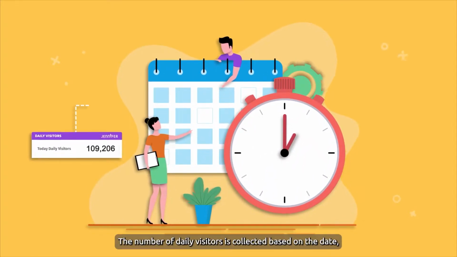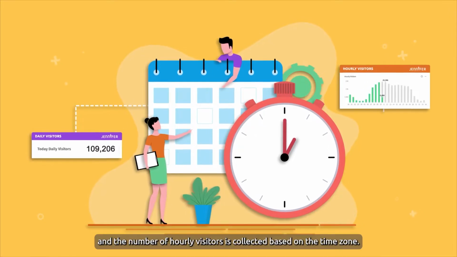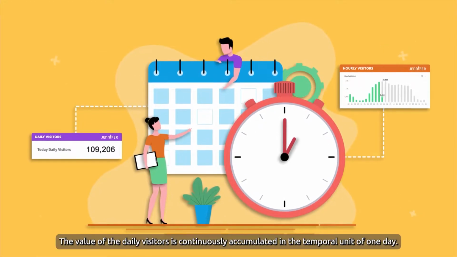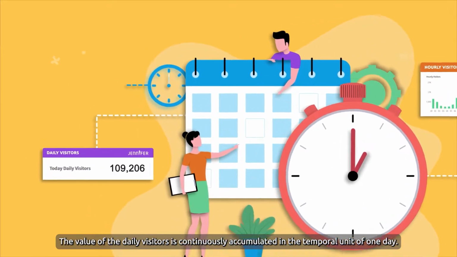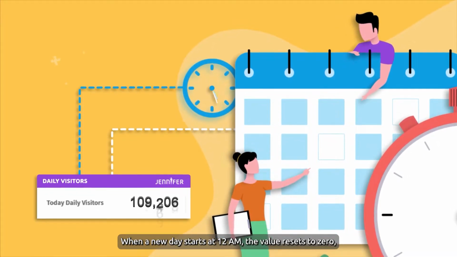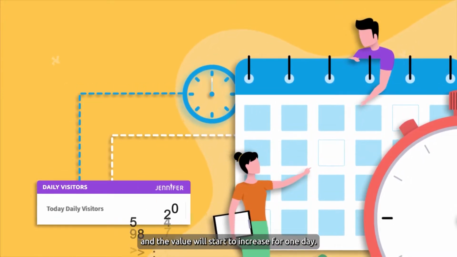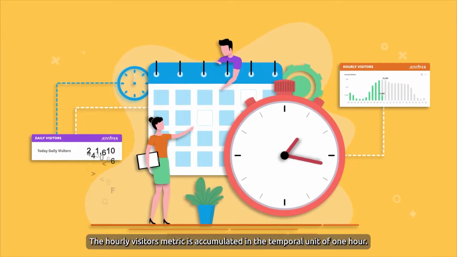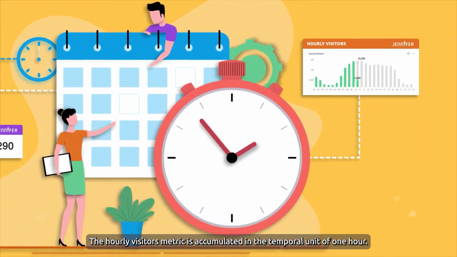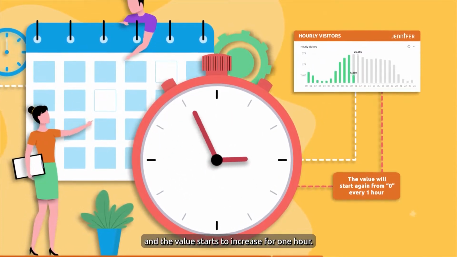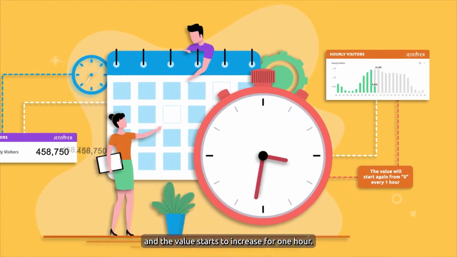The number of daily visitors is collected based on the date, and the number of hourly visitors is collected based on the time zone. The value of the daily visitors is continuously accumulated in the temporal unit of 1 day. When a new day starts at 12 a.m., the value resets to 0, and the value will start to increase for 1 day. The hourly visitors metric is accumulated in the temporal unit of 1 hour. Every hour, on the hour, the value is reset to 0 and the value starts to increase for 1 hour.